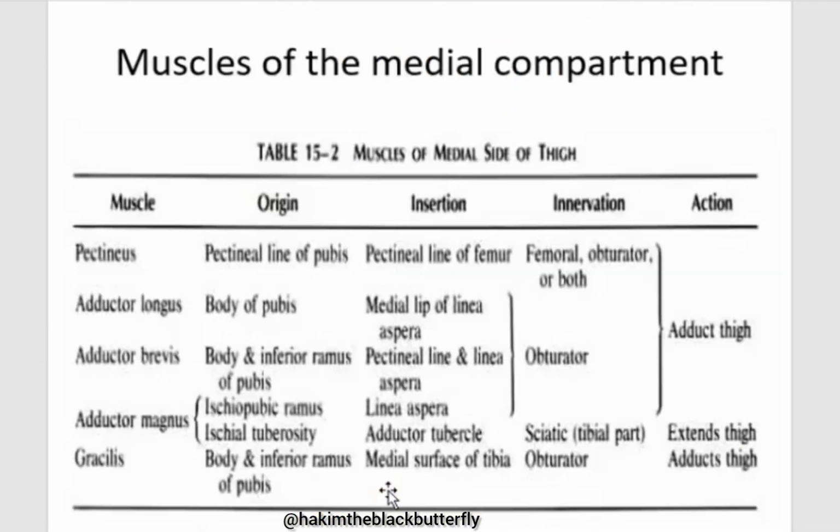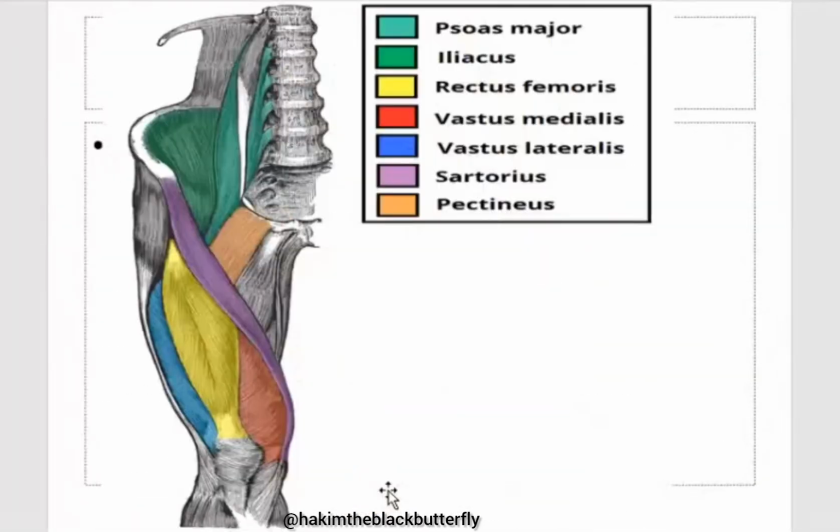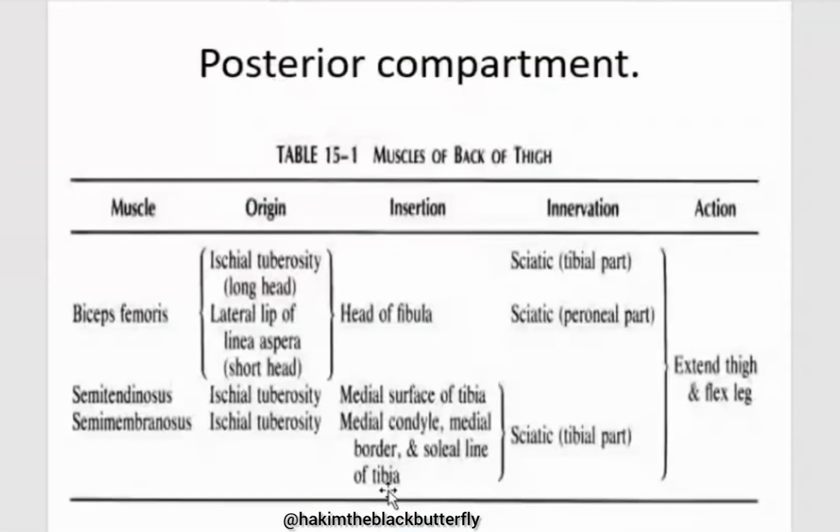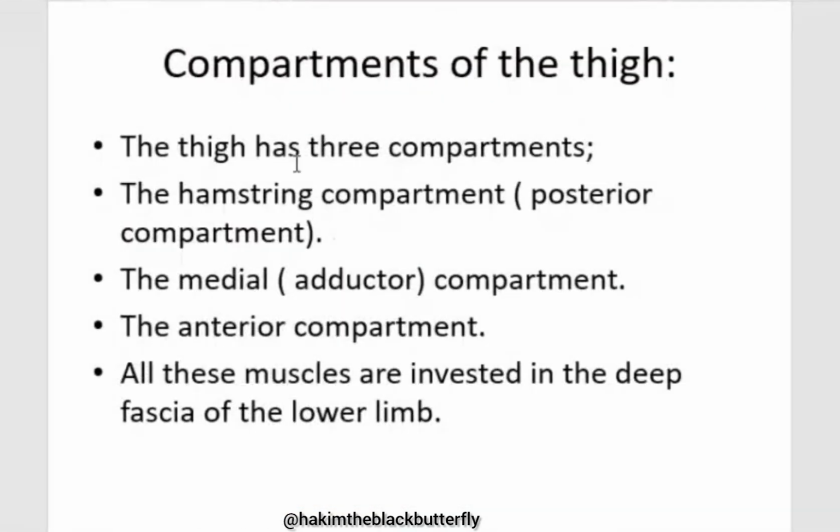So we have looked at the muscles of the anterior compartment of the thigh and the posterior compartment of the thigh, which are the hamstrings. The posterior compartment of the thigh is also known as the hamstring compartment, made up of semitendinosus, semimembranosus, and biceps femoris, which has a long head and a short head. All those muscles were supplied by the tibial portion of the sciatic nerve, except the short head of biceps, which was supplied by the common peroneal portion. These muscles of the posterior compartment extend the thigh at the hip joint and flex the leg at the knee joint.